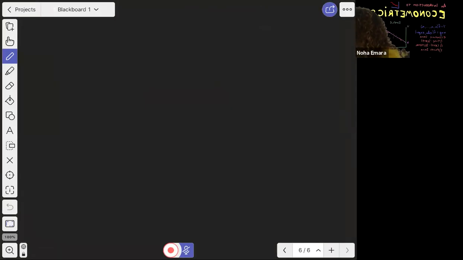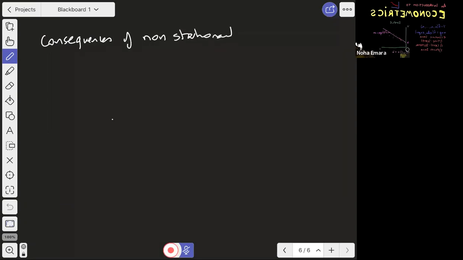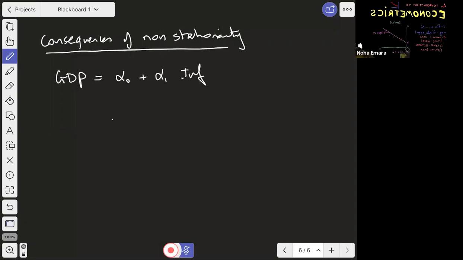So what we're going to do is talk about what's the problem of having a non-stationary process. So consequences of non-stationarity. If I have a variable that is non-stationary, so it's GDP, equals alpha naught plus alpha 1 inflation, and suppose this is estimated, right? So it depends on inflation over time and so on. This is T. And suppose that this one is non-stationary and this one is non-stationary, okay?